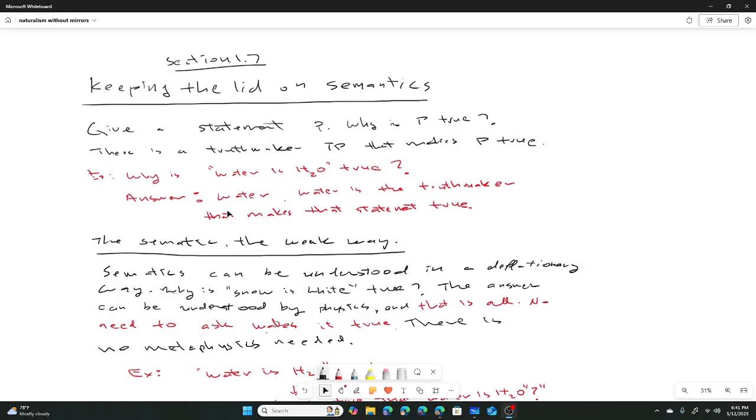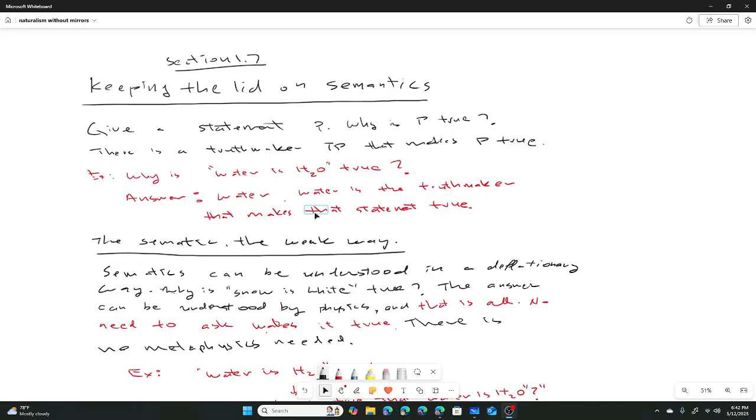So for example, take the statement water is H2O, right? And we know that water is H2O is true. And we can ask, well, why is water is H2O true? Well, the answer is that water is the truth maker that makes the statement true. So maybe you can say that there is something about the essence of water, where the essence of water encapsulates that water has to be made up of two hydrogen and one oxygen atom.